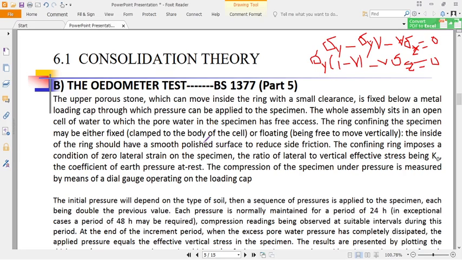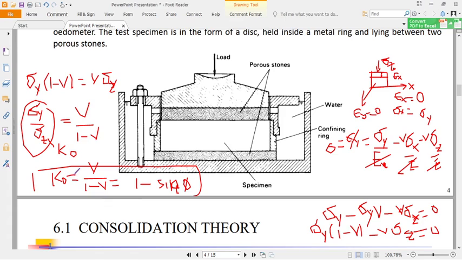Is that okay? The compression of the specimen under pressure is measured by means of the dial gauge operating on top of the loading. So we can measure the compression. This loading can be determined from such. Then if you have sensors here, you can determine the lateral stress, which in the end can help you determine K naught, and you can determine the Poisson ratio.